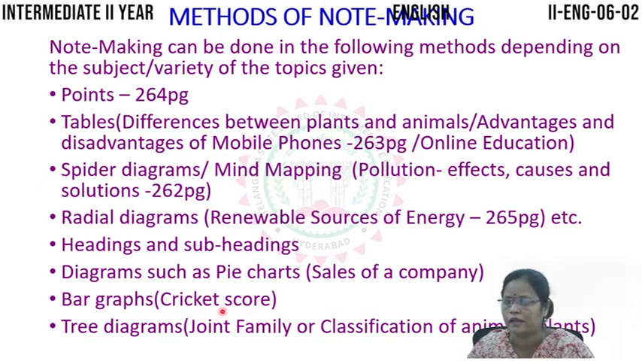Bar graphs like cricket score, or business, quarterly, half-yearly, annual income or profits of a company can be shown through bar graphs. Tree diagrams, for example, a family structure like joint families or classification of animals and plants for biology students, they can represent through tree diagrams. In this way, all these methods are useful for note making. This all depends on the topic or the main ideas that are focused in that passage.